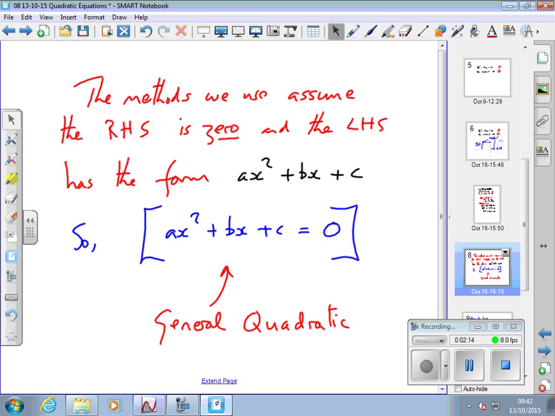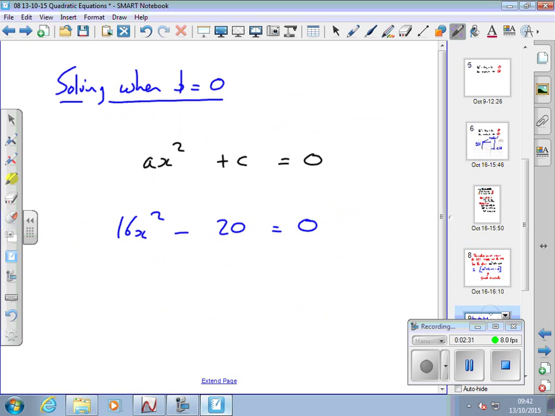Another way is to solve it algebraically. And there's 3 ways. One, when there's no constant. So solve it if there's no c. One where there's no term involving x. And one where you've got all 3. So we're going to look at those now. The first one, the first scenario, is when b equals 0. In other words, there's no term involving x.